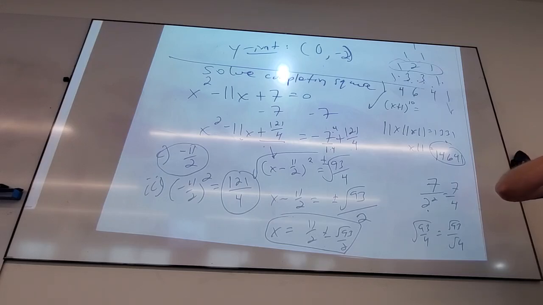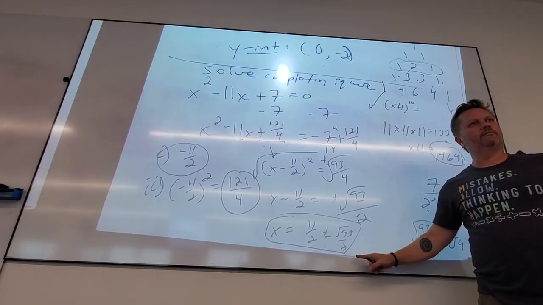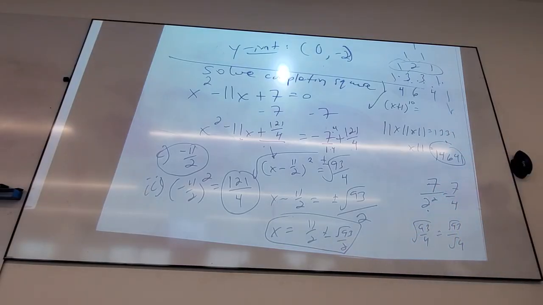Two answers? So you would have 11 halves plus blah and 11 halves minus blah. Yeah, you can if you want to. I don't know why you want to, but you can. So if you like to visually see both answers, I understand. You can do that.